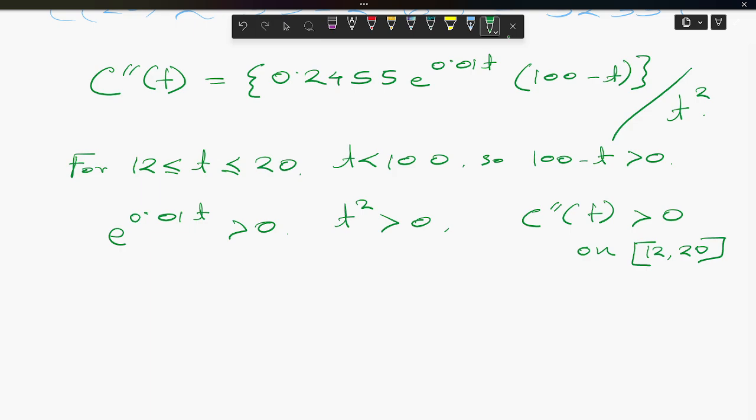Since C'(t) is negative, the temperature is decreasing, and so an increasing C'(t) means that the rate of cooling is slowing down. So the temperature is changing at a decreasing rate, because, let me write it on the screen so that it will be easier to see.